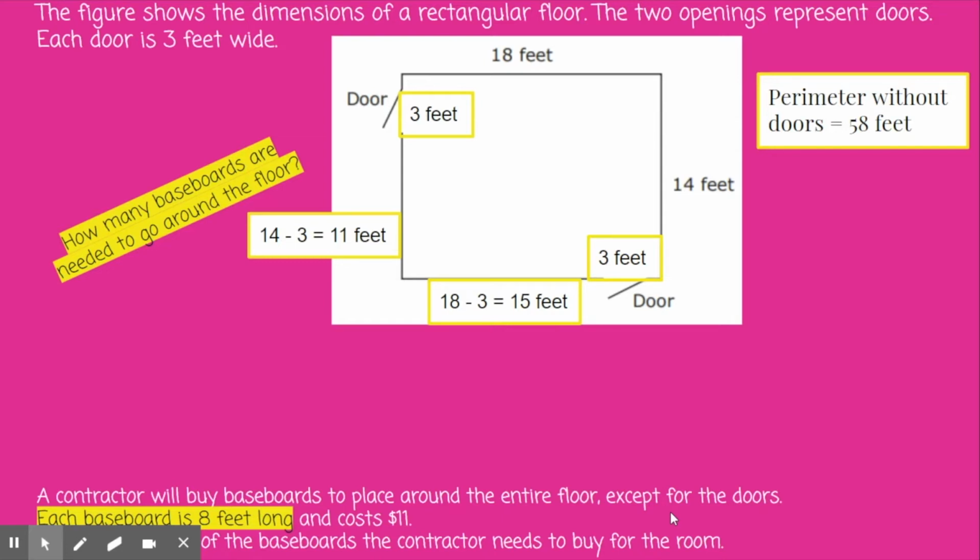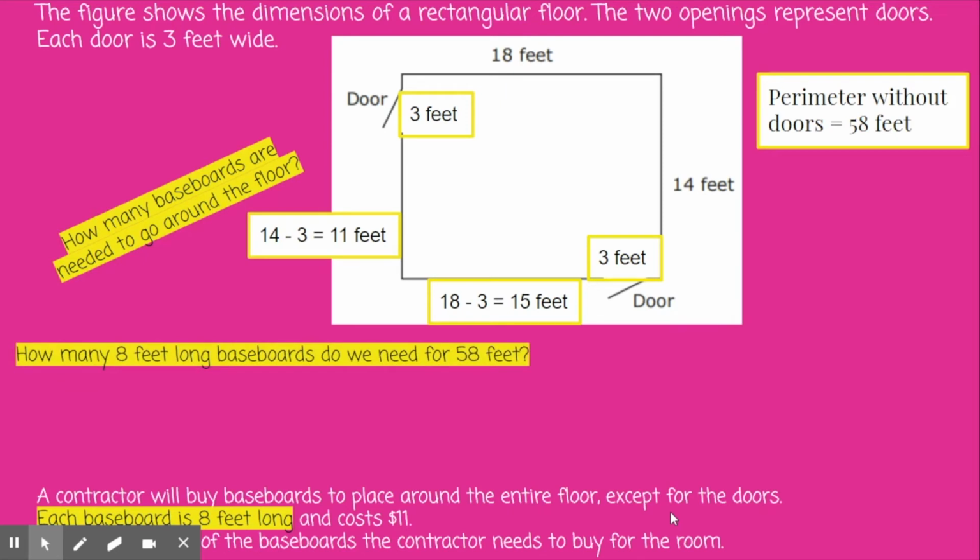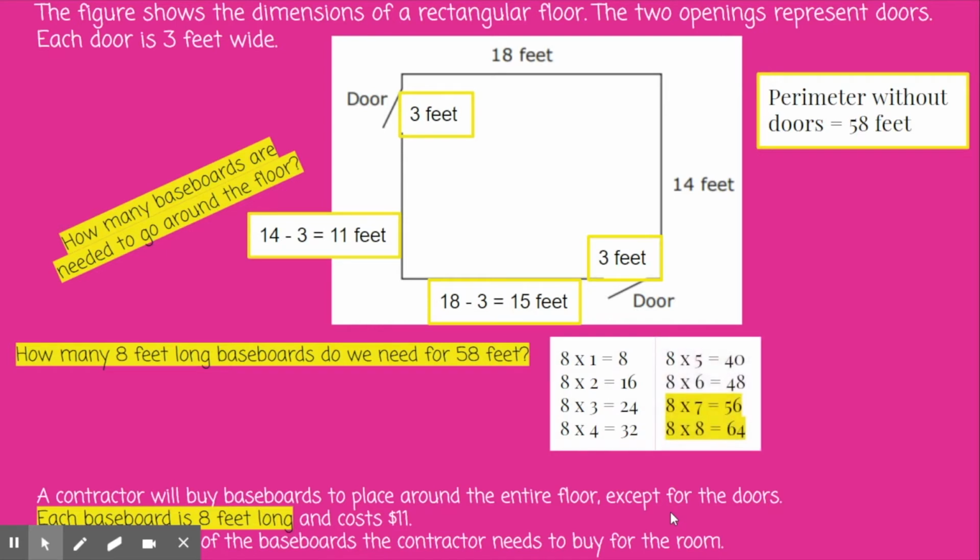What we can now figure out is how many baseboards are needed to go around the floor. To do that, I can look in the task, in the activity, and see that each baseboard is 8 feet long. So what I'm now thinking to myself is, how many 8 feet long baseboards do we need for 58 feet? So let's think about different groups of 8. And then I can think about, I know 8 times 1 equals 8. Let's think of 8 times 2, 8 times 3.